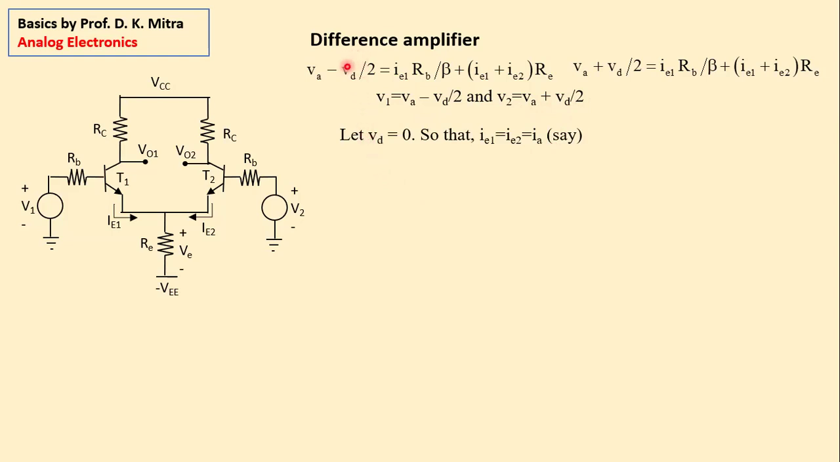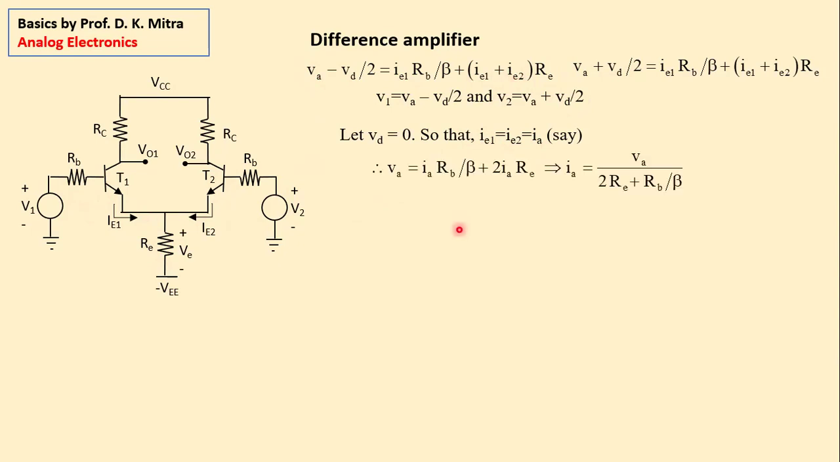So first we consider VD equal to 0. So here this is 0. Here also this is 0. If we consider VD equal to 0, then what you find, both inputs become the same. The input here is also VA, the input here is also VA. So both emitter currents will be the same. So IE1 will be equal to IE2 and I give it a name IA. Because on the left-hand side I will have only VA. So the collector emitter current, I give it a name IA.